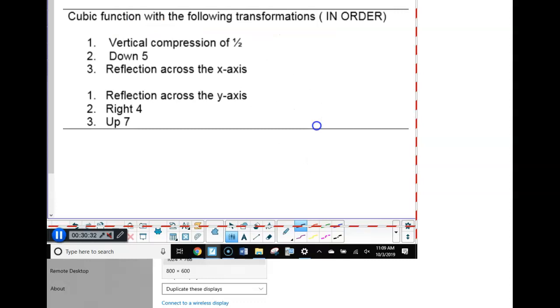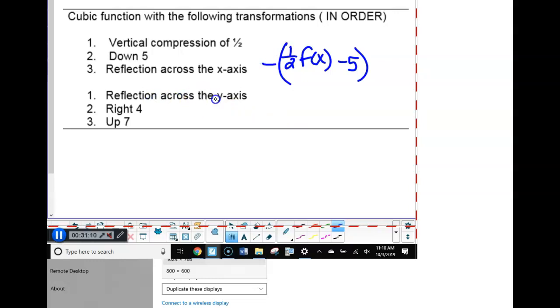You have this. So tell me how to write this on any function. A vertical compression of 1/2 would be 1/2 f of x. Down 5. Minus 5 on the back because it's up and down. Okay. Reflection over the x-axis, which is upside down. But how do I make that happen in this order? Yeah, I have to say the last thing I'm going to do is reflect it.